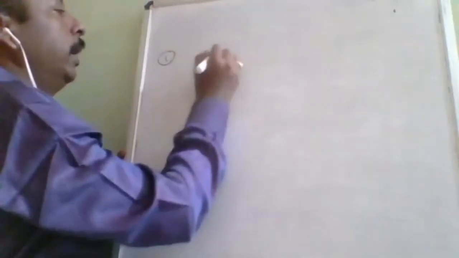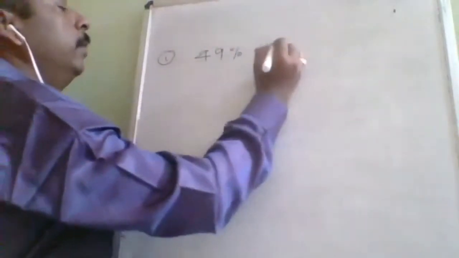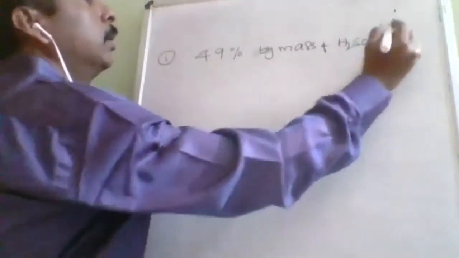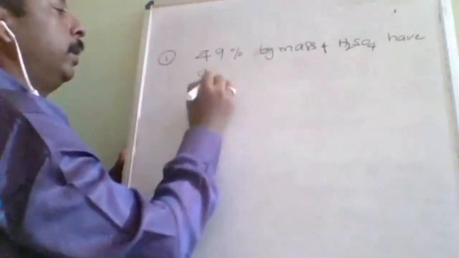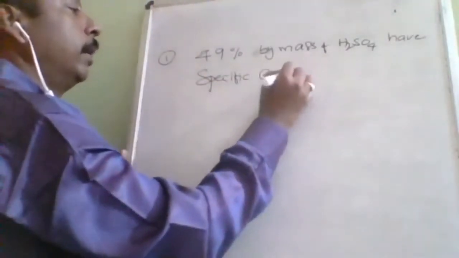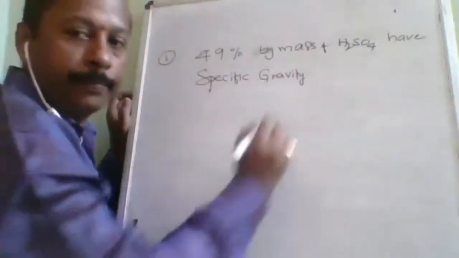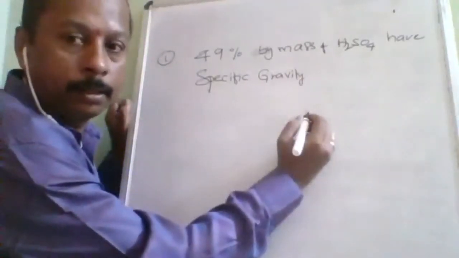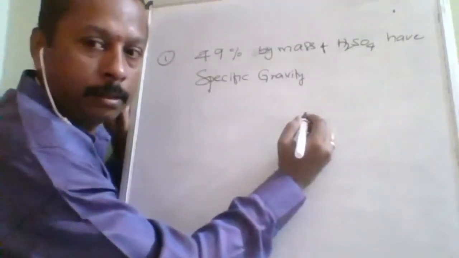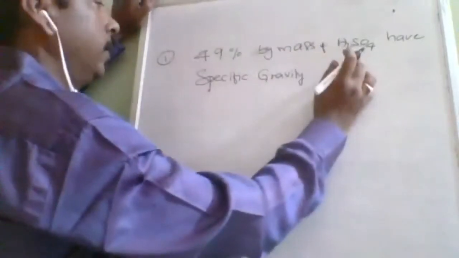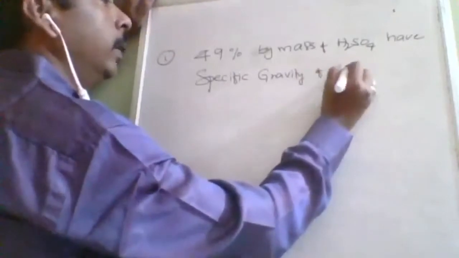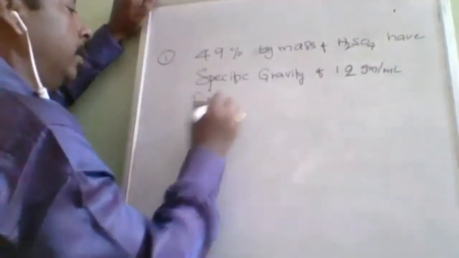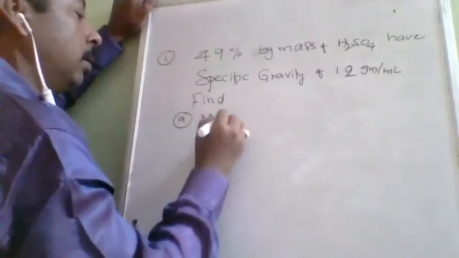So in interconversion, suppose first question. All of you write down: 49% by mass of sulfuric acid, H2SO4, has a specific gravity of 1.2 gram per milliliter. Find the molarity.